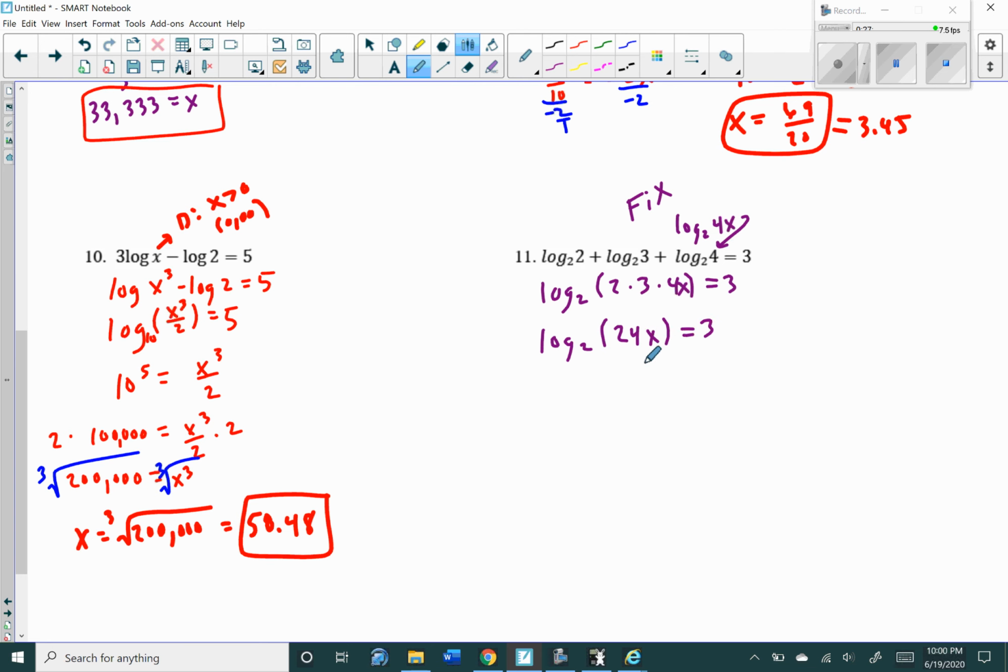And so this would be 2 to the power of 3. Now I can write it in exponential form, equals 24x. 8 equals 24x. Divide by 24. And x is equal to 1/3.